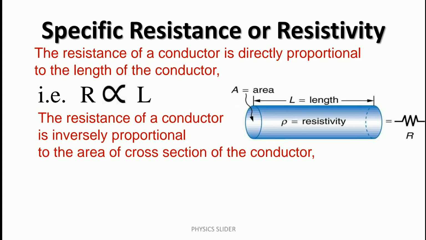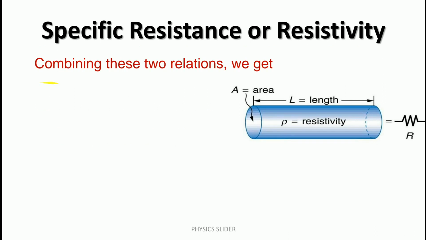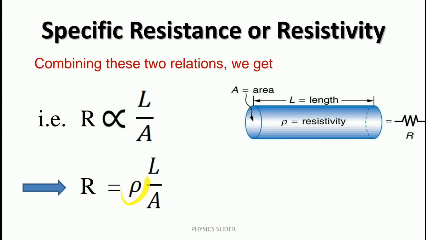The resistance of a conductor is inversely proportional to the area of cross-section of the conductor. We can write it like R inversely proportional A. When we combine these two relations, what we get? Combining these two relations, we get R proportional L upon A. We can see here R is directly proportional to L, but R is inversely proportional to A. So here is a sign of proportionality. Whenever we remove the sign of proportionality, we take a constant, and here the constant is rho. This symbol is called rho.